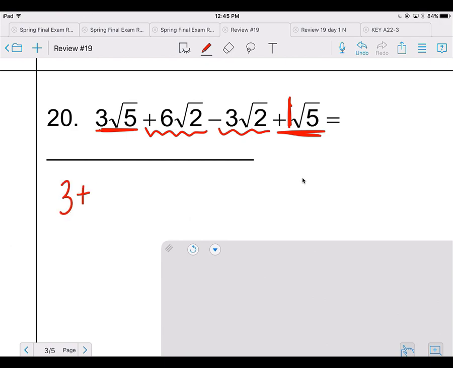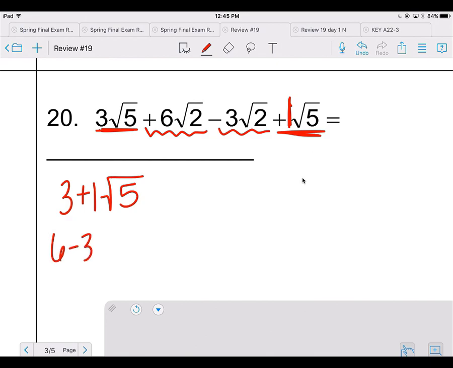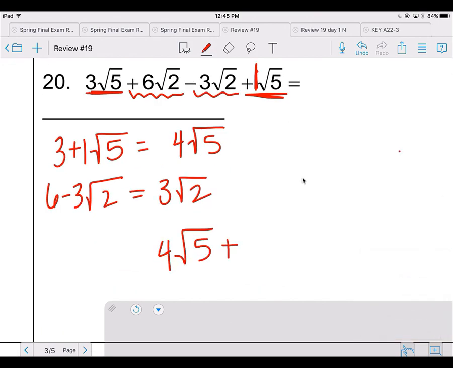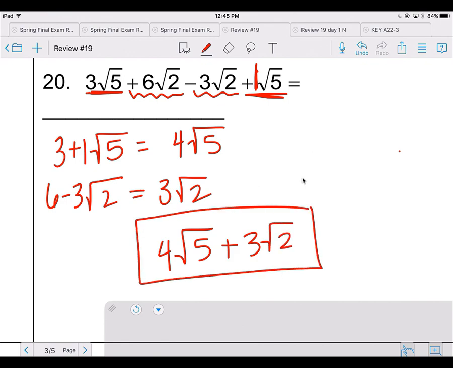So in front of the square roots of 5, I have 3 plus 1. In front of the square roots of 2, I have 3 and 6 minus 3. So I'm combining my like terms. In this case, my terms are square roots. So 3 plus 1 is 4 square roots of 5. 6 minus 3 is 3 square roots of 2. For my answer, I just put it together. I have 4 square roots of 5 and a positive 3 square roots of 2.